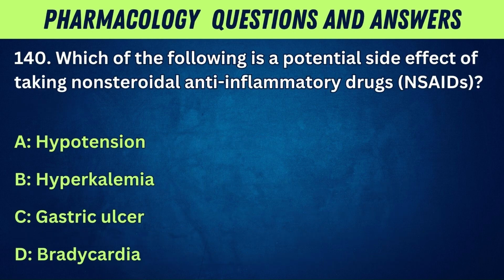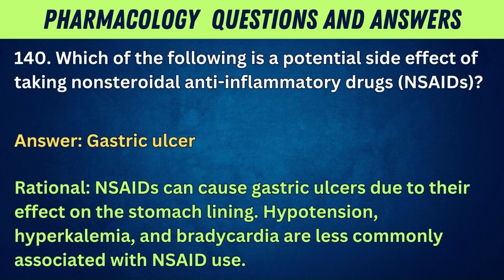140. Which of the following is a potential side effect of taking nonsteroidal anti-inflammatory drugs, NSAIDs? A. Hypotension. B. Hyperkalemia. C. Gastric ulcer. D. Bradycardia. Answer: Gastric ulcer. Rationale: NSAIDs can cause gastric ulcers due to their effect on the stomach lining. Hypotension, hyperkalemia, and bradycardia are less commonly associated with NSAID use.